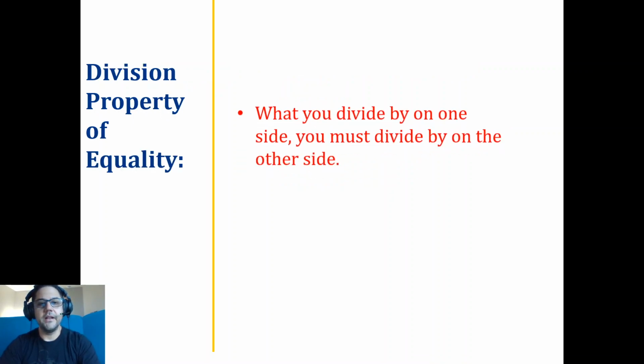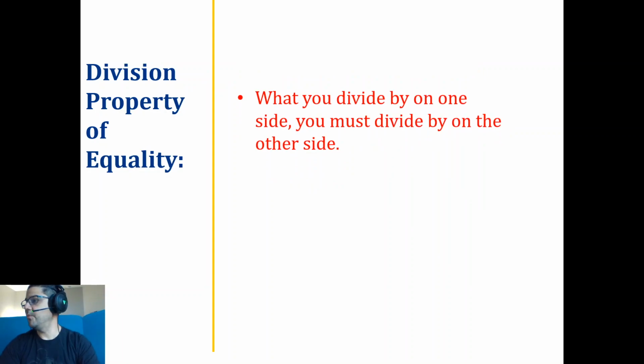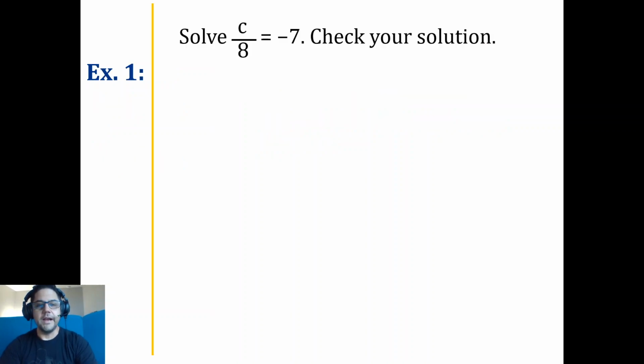Our division, just like multiplication, we could divide both sides. So maybe we divide both sides by 2, 3, -4. Being careful with the negative signs. All right, here we go. So we're going to solve for c over 8 is equal to -7.